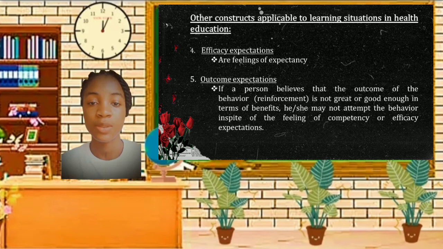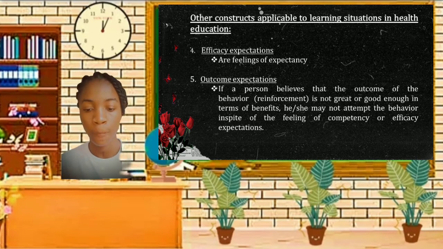I am here to explain the efficacy expectations and the outcome expectation. First, the efficacy expectation. An efficacy expectation can be defined as a person's conviction that one can successfully execute the behavior required to produce a certain outcome. These efficacy expectations are feelings of expectancy. For example, avoidance behavior.